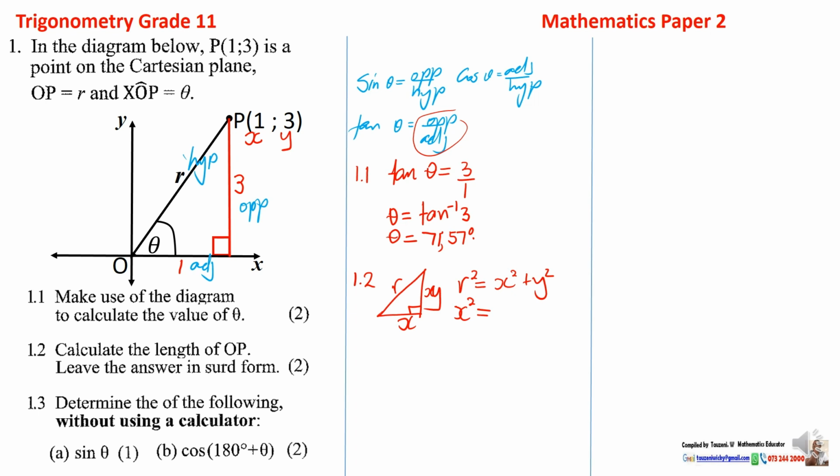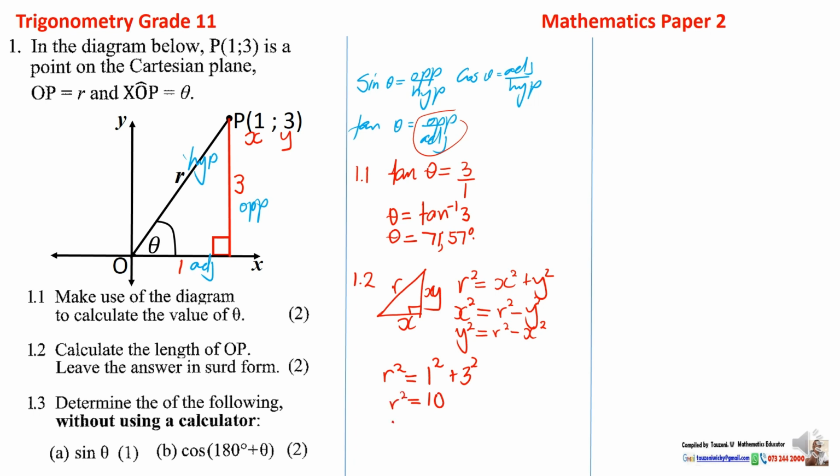So this would be x squared is equal to r squared minus y squared. And in the same way, y squared is equal to r squared minus x squared. This is what the theorem of Pythagoras says. So in number 1.2, we want to find the value of r. So we can say r squared is equal to x squared plus y squared. Then we simplify the resulting expression. 1 squared plus 3 squared is 1 plus 9. That gives us 10. So this is r squared.